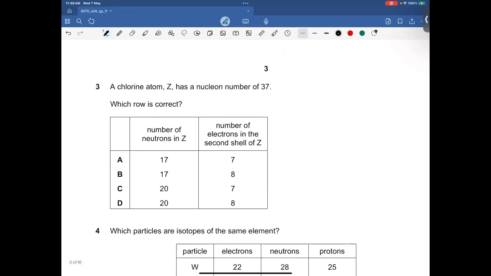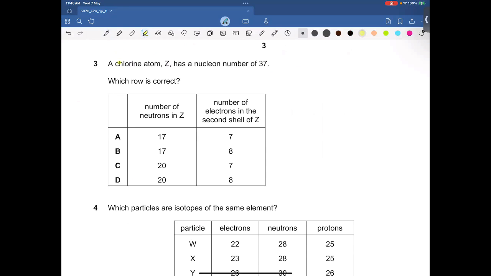Let's move on to the third question. A chlorine atom Z has a nucleon number of 37. Chlorine has two different isotopes. The first one is 35, and the other one is 37. Both the isotopes have the same atomic number, right? That is 17. So the examiner is talking about this particular isotope.